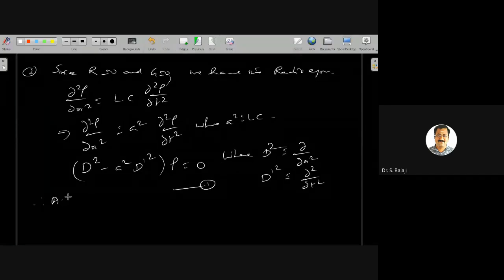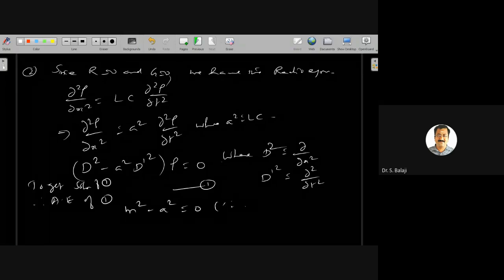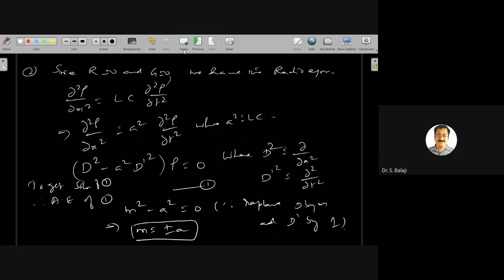Therefore, to get the solution of this, we need an auxiliary equation: m square minus a square equal to 0. We replace d by m and d dash by 1. Therefore, m square equal to a square, so m is equal to plus or minus a.